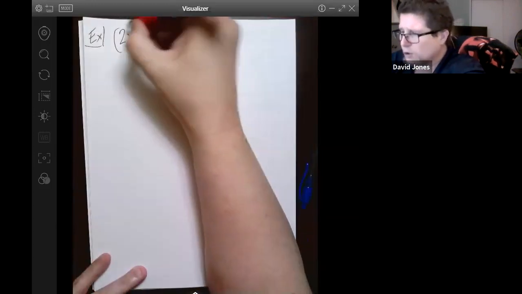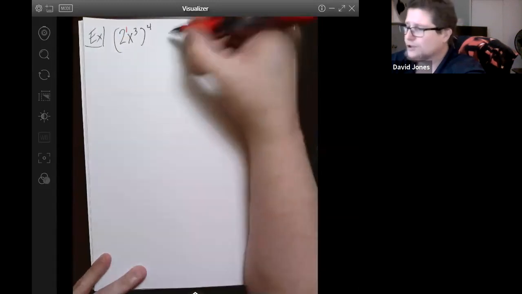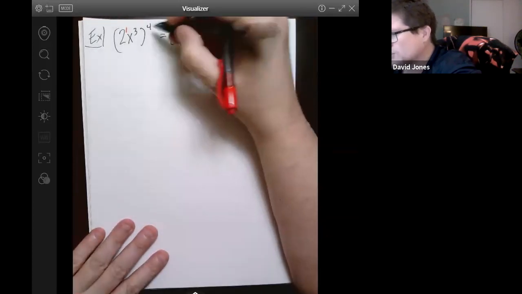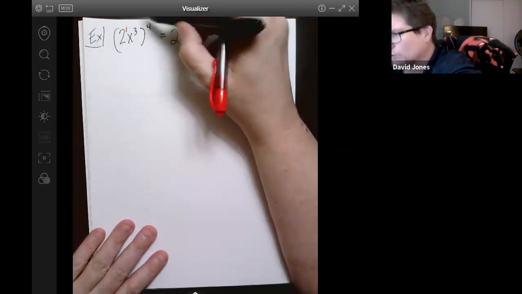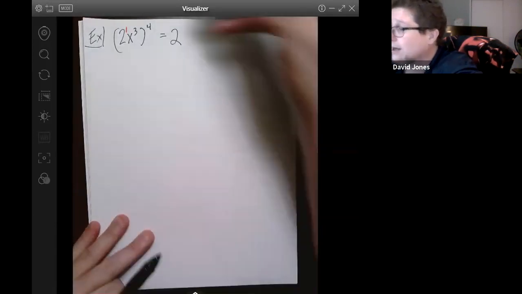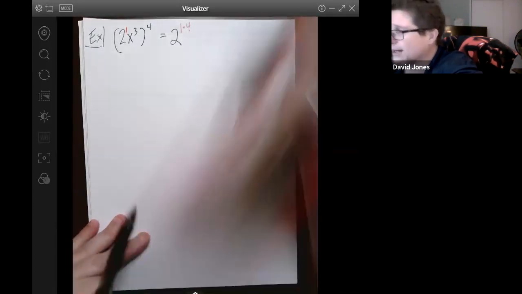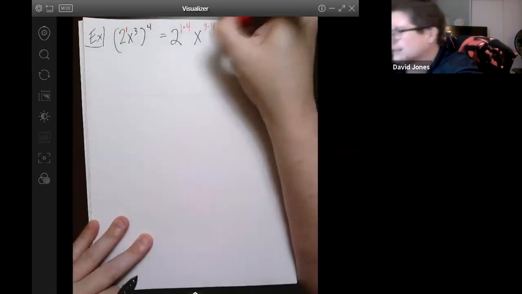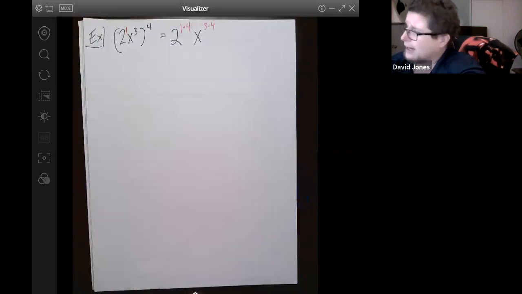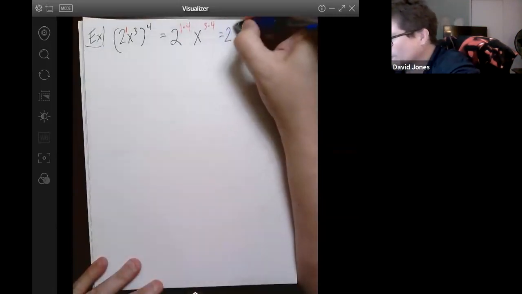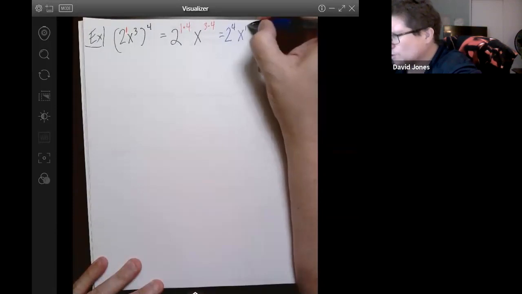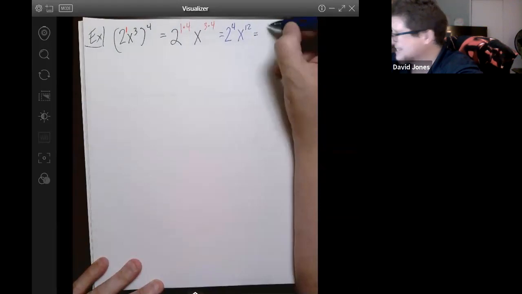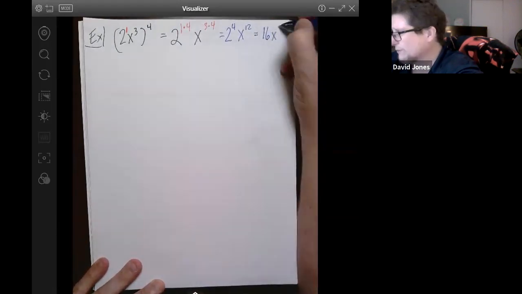Recall, no exponent is like having an exponent of 1. So that's like 2 to the 1st. And this becomes, remember, when we have an exponent on the outside, the rule says we multiply it on the inside. This becomes 1 times 4 there. And the 3 gets a 3 times 4. The x gets a 3 times 4. And this ends up giving us 2 to the 4th power times x to the 12th power. And 2 to the 4th power, if you work it out, is 16. So this is 16x to the 12th.